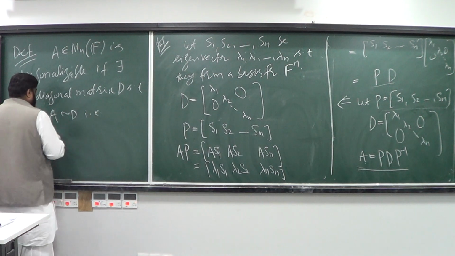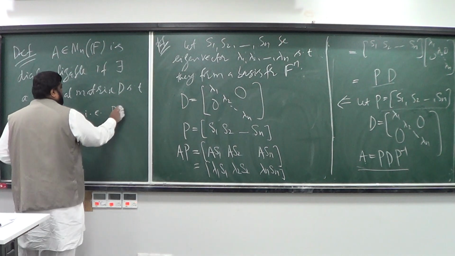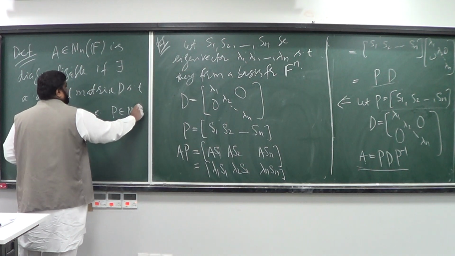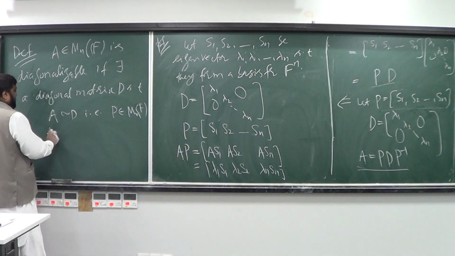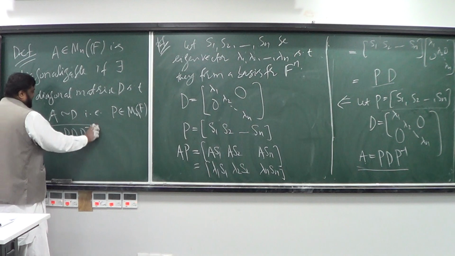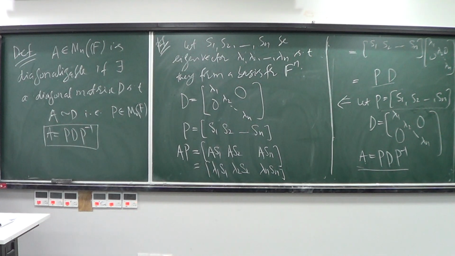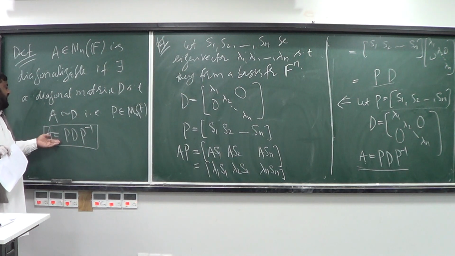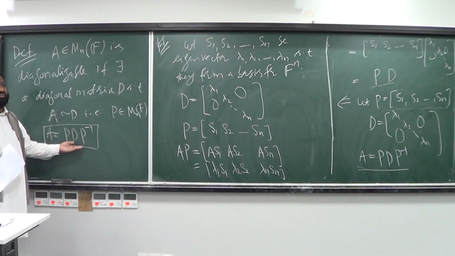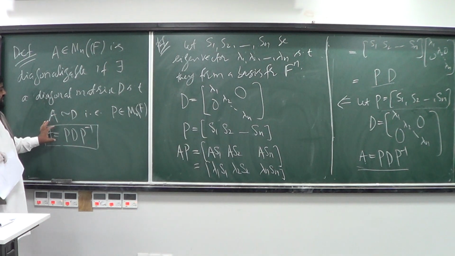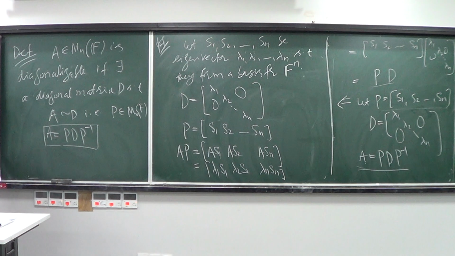That is, there exists an invertible matrix P from Mn, such that A can be written as P D P inverse, or P inverse D P, it doesn't matter. Then you say that A is diagonalizable. In other words, A is diagonalizable if you can factorize A in such a form, where P is an invertible matrix and D is some diagonal matrix. So if you can write A in such a form, you say that you have diagonalized the matrix.